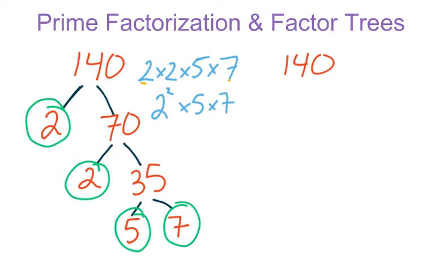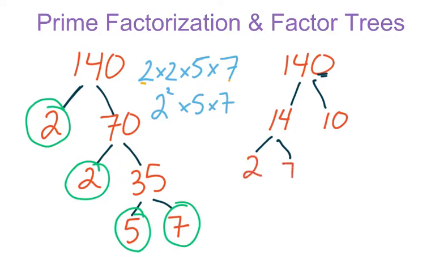Well, what if I didn't see the 2 times 70? Would I still get the same answer? If I have a number that ends in a 0, my personal favorite way to break it down right away is to say 14 times 10. That looks very different from the tree I did on the left, but we'll see if I still get the same answer. 14 is composite, so I'm going to continue to break it down.